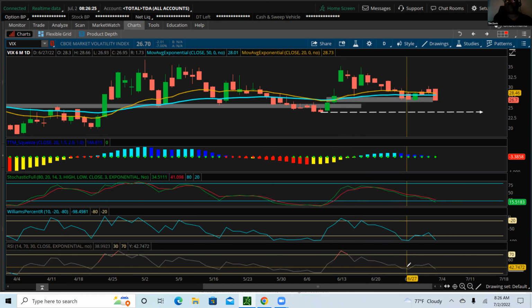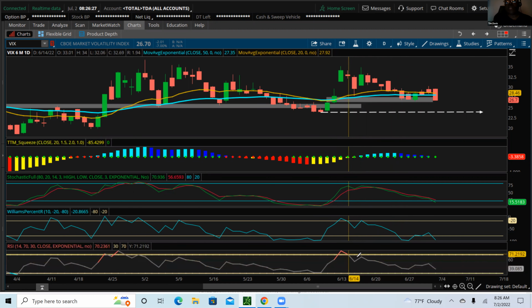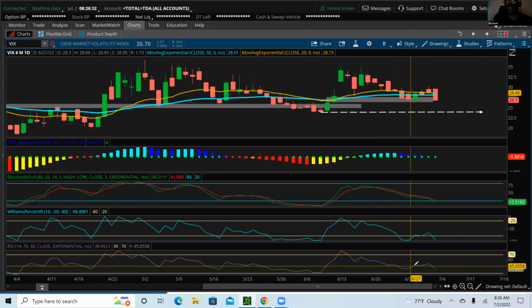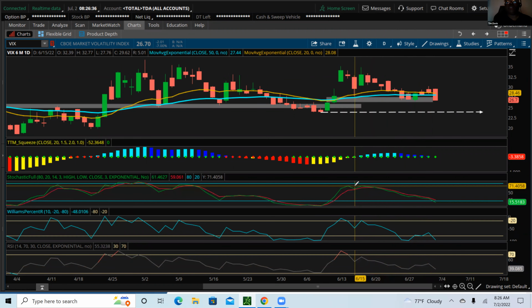Now, RSI can be a definite indication as to when the VIX may be ready to have a significant rally, and you can pair it up with things such as the full stochastics. Look at the full stochastics here.